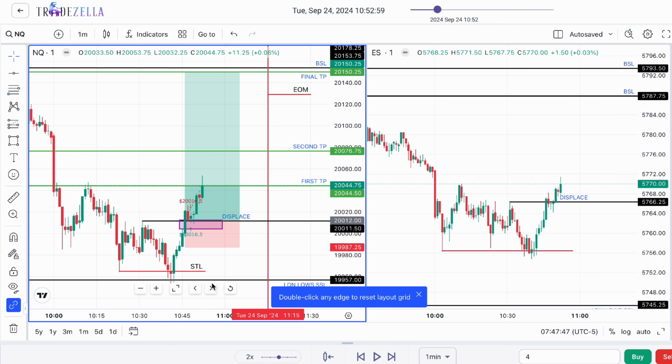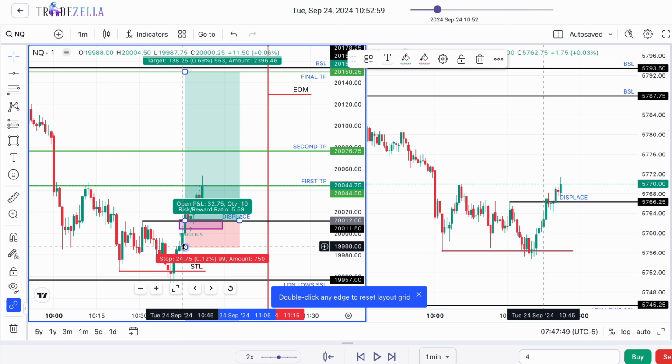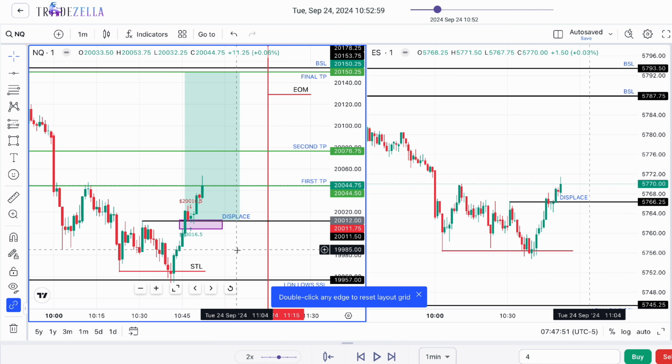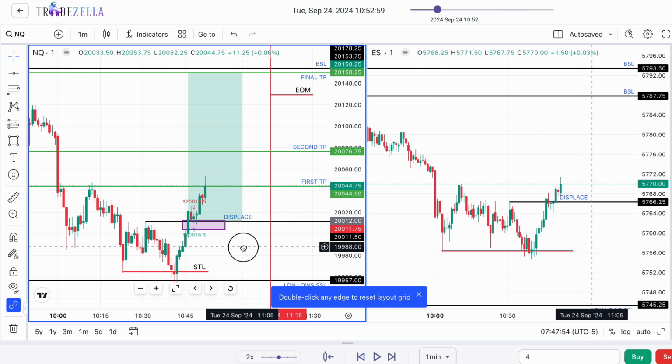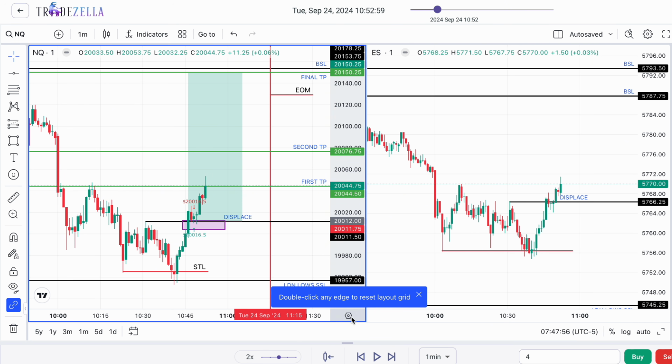And there you have it. So first TP's been hit, and in this case we're going to move our stops to break even and close 50% of the position. So it's not only risk free, but you've also secured 33 handles so far.